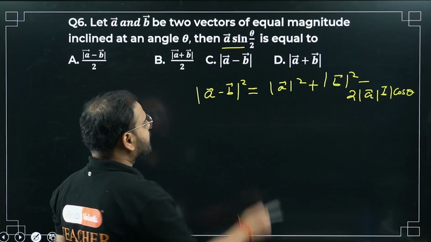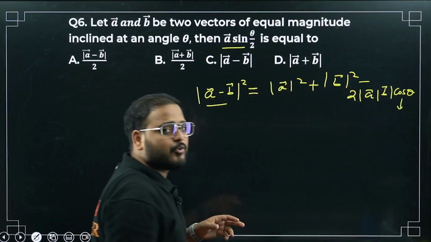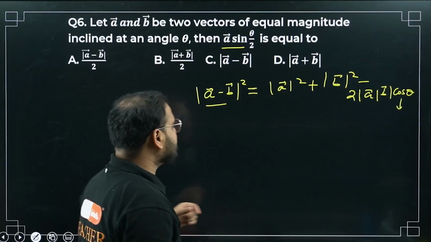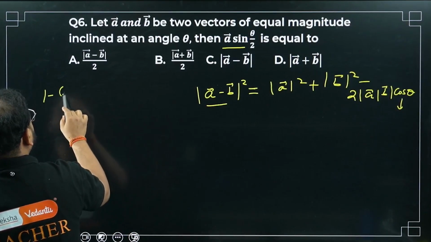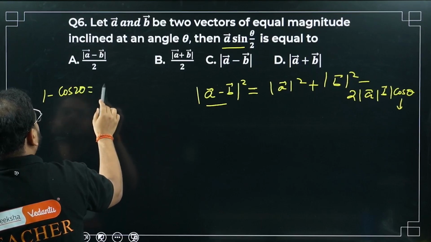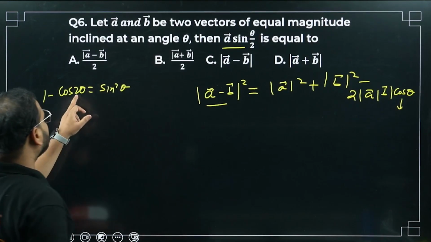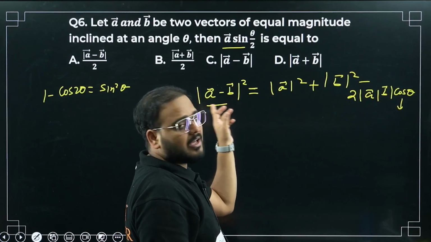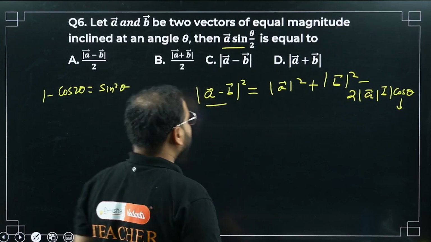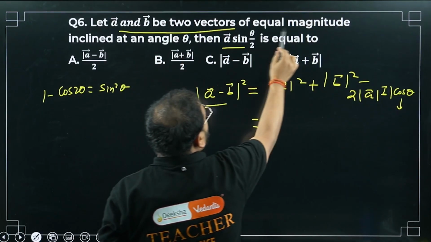Whatever I write for this, cos will come, which means I have to use the formula of cos 2 theta. What is the formula if you remember? 1 minus cos 2 theta is sine square theta. If this was only theta, it will become theta by 2. That's why I'm writing the formula for A minus B the whole square. Continue. They're saying that A and B are two vectors equal in magnitude, right?